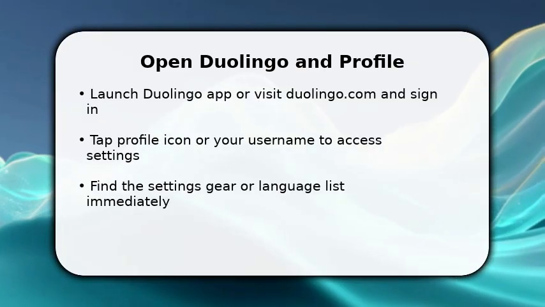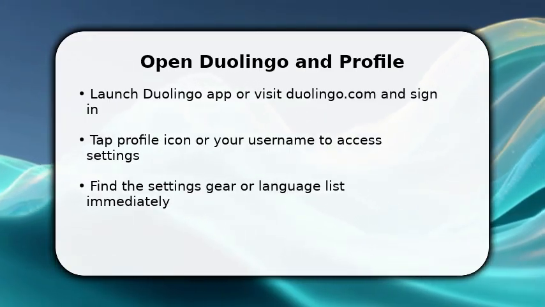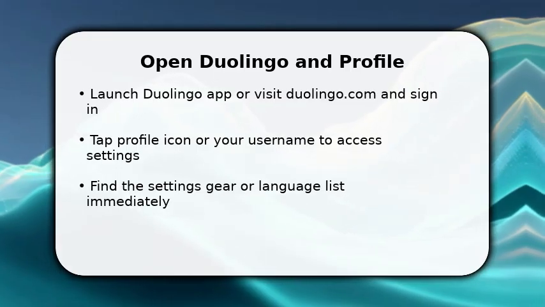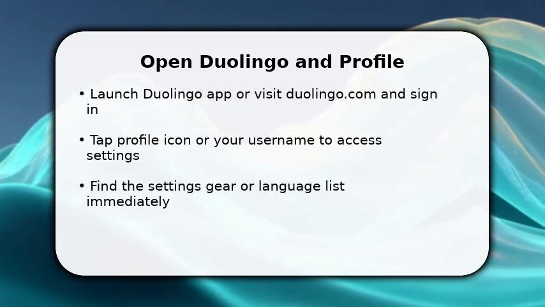You start by opening Duolingo and signing into your account. This ensures your progress is saved. Tap your profile icon, then locate the settings gear. On mobile, it's top right. On web, it's under your username.